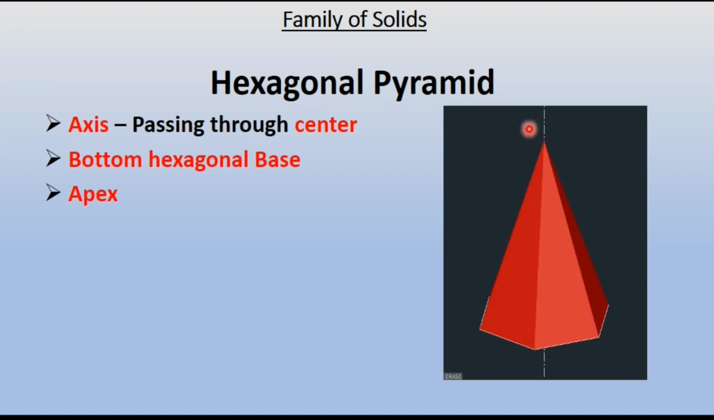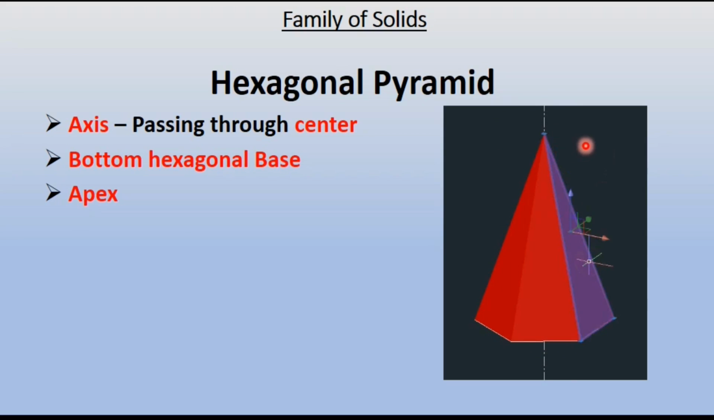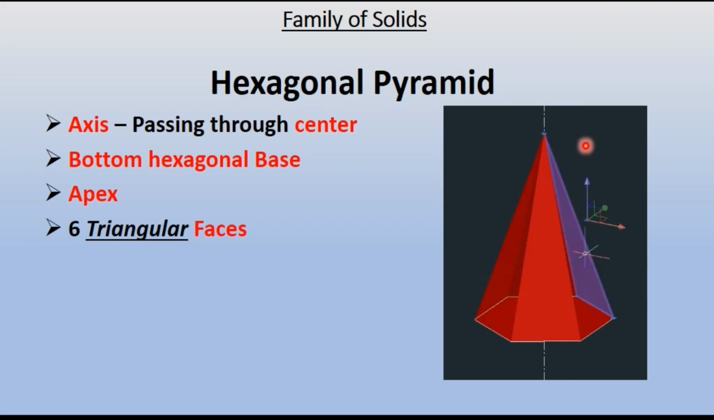And you will have apex at the top, as you can see here, and it will have 6 triangular faces. I'll show you one of the triangular face now. This is one of the triangular faces. When I join all such triangular faces, I will form the hexagonal pyramid.